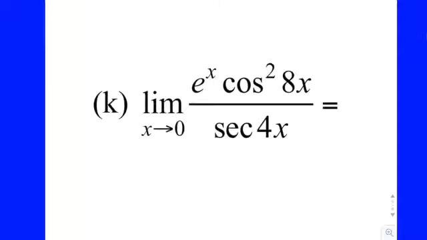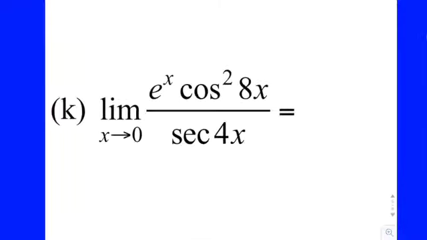Never not first, right? Never not first. What do we get when we plug in? We get e to the 0, which is 1. Cosine of 0 is 1. 1 squared is 1. So if that's all we get in the numerator, we know now for sure this is not indeterminate form. It's going to work.